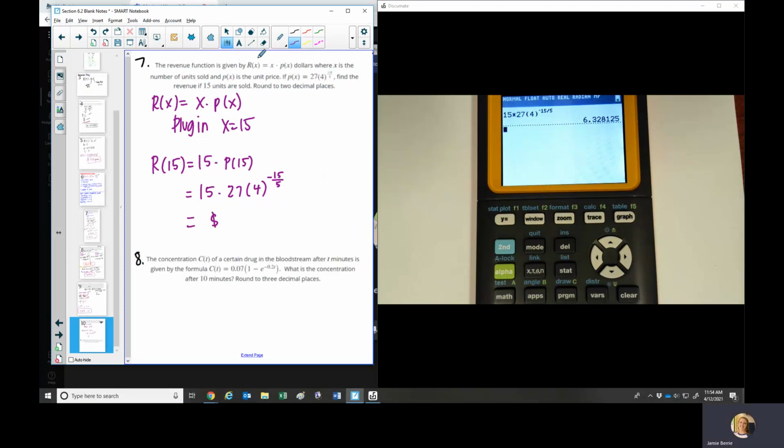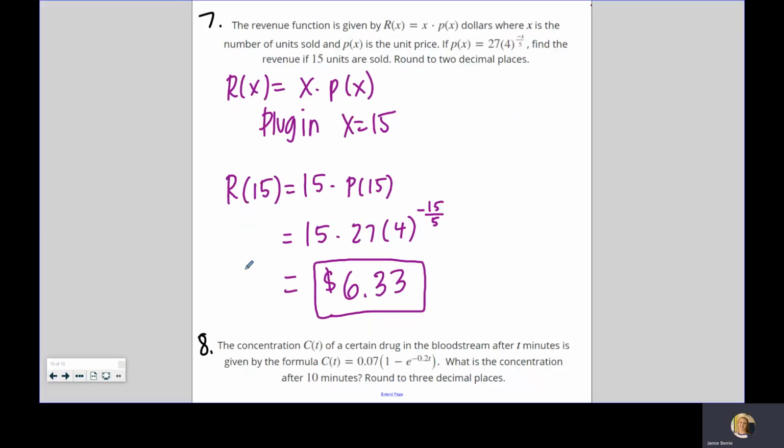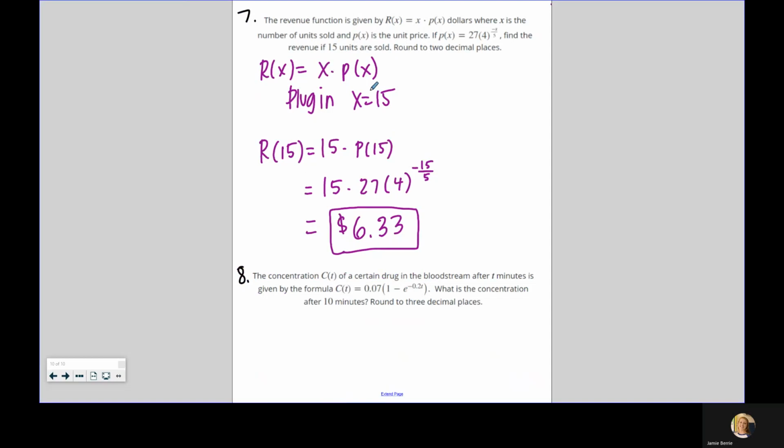Because it said that the revenue is R of X equals X times P of X dollars, this is money, 6.33. So not too bad. Probably the most common mistake is just to plug 15 in here and forget to use the revenue formula. All right, so don't forget to use the revenue formula like we did here.